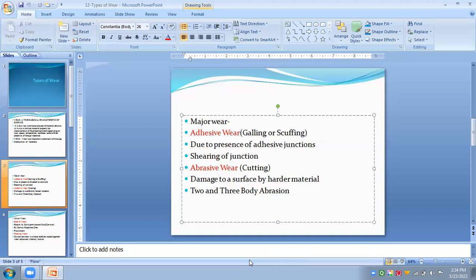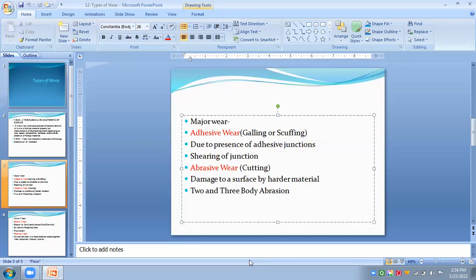In this kind of wear, fatigue wear, a large number of bearings have shown that the life N, bearing life capital N, is inversely proportional to the cube of the applied load W. Meaning W cubed times N is always equal to a constant.